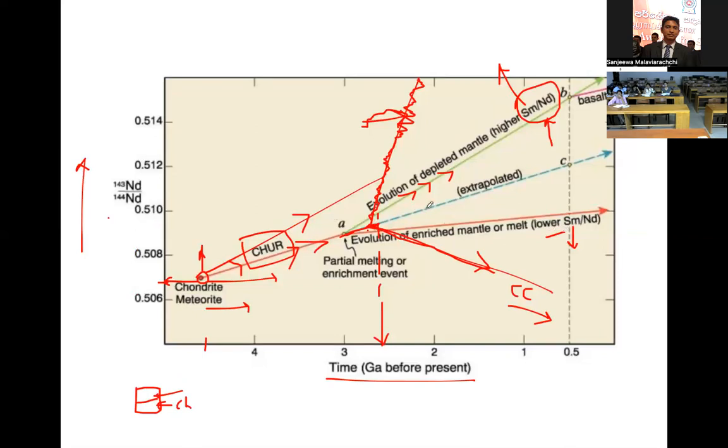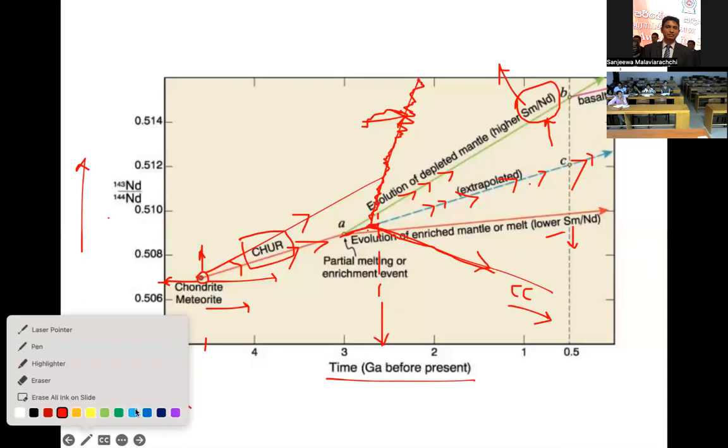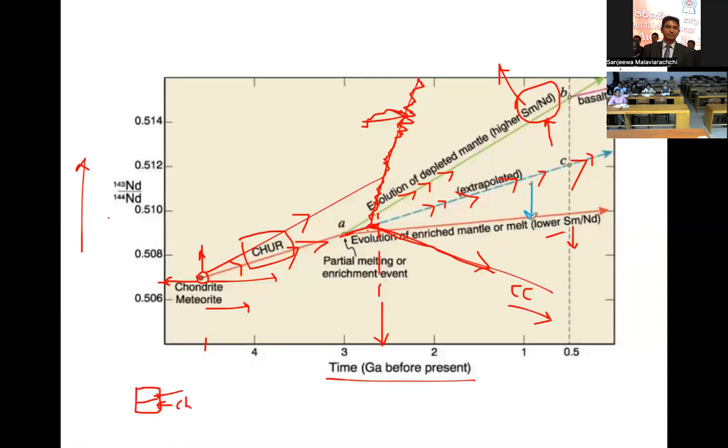So if you want to show the chondritic uniform reservoir's continuous evolution, if nothing happened to the earth, it will come all the way up to today like this. This is the chondritic evolution line. So with respect to the chondritic reservoir, you can talk about whether some of our rocks are depleted or enriched in neodymium isotopic composition, whether they have a low or a high neodymium isotopic composition.